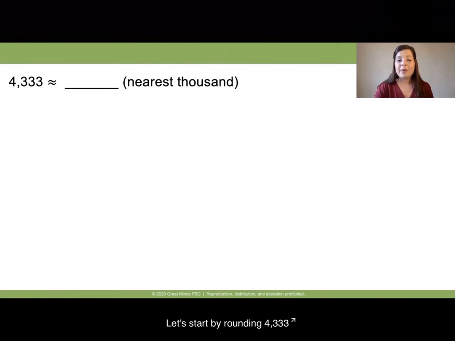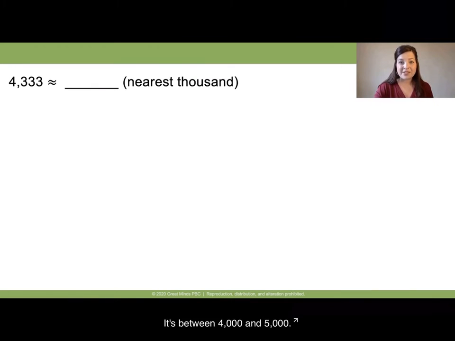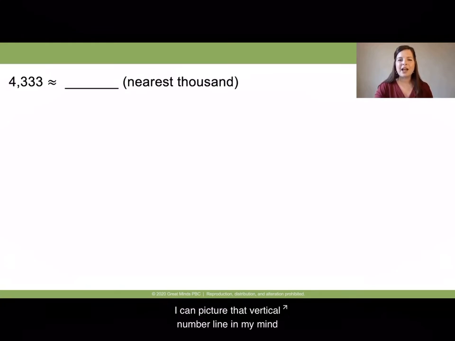Let's start by rounding 4,333 to the nearest thousand. What two thousands is 4,333 between? It's between 4,000 and 5,000. I can picture that vertical number line in my mind with 4,000 at the bottom and 5,000 at the top.